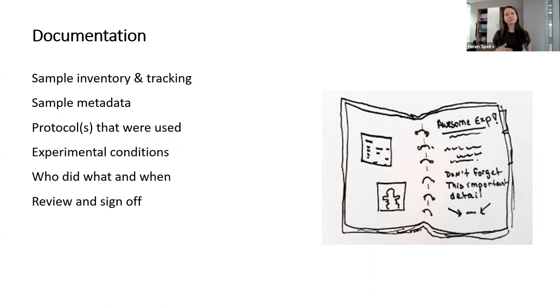Things around sample inventory and tracking, coming up with your own laboratory's naming system so you know what's what. We've been asked when we're running an experiment, can you tell me which ones are my controls and which ones are my treatments, because I actually don't know. So having that really consistent system about sample labeling would be a fantastic thing. And recording all the metadata around that sample, recording the protocol that you used in the experiment, what version of the protocol you used, and any variables to that experimental condition.